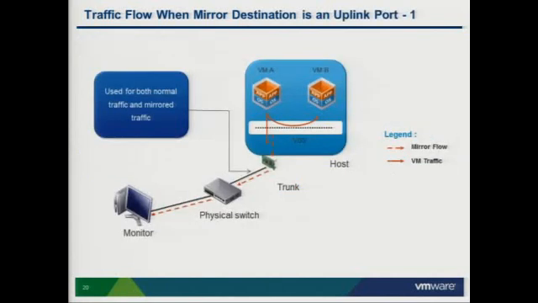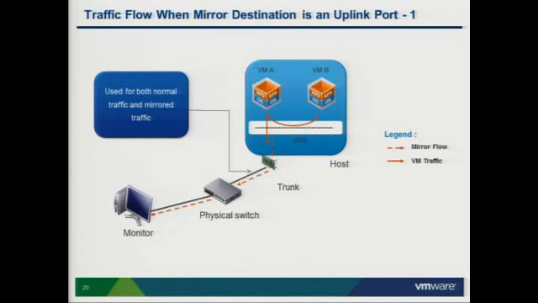So this is another example. We looked at when the destination was an internal VM on that host. In this case, the destination is an external uplink port, where you have a monitor or analyzer connected to an external physical switch, and you create a port mirror session such that you can send that mirror traffic out to the uplink port and on to the analyzer which is connected on the physical switch.